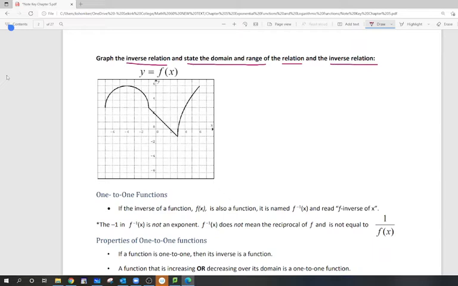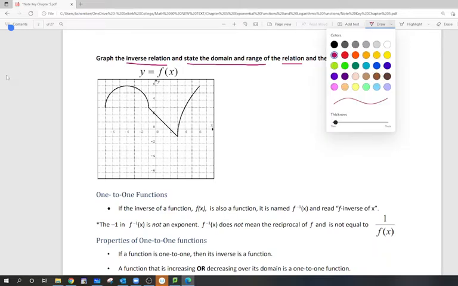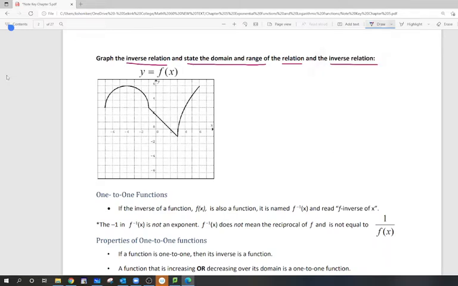When you did transformations, you needed to find key points. So let's look to see what the key points for this graph would be. I'm going to put these in blue. So the key points of my original relation: there's a key point here at (-7, 3).